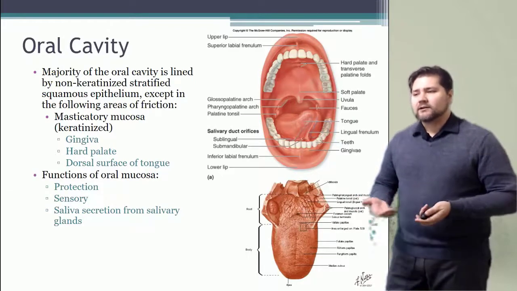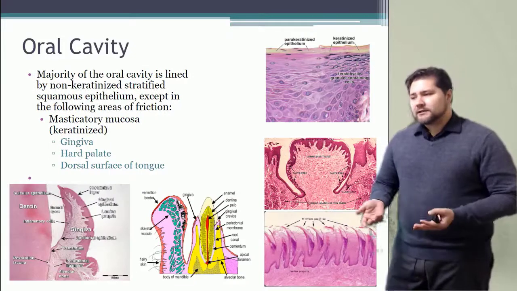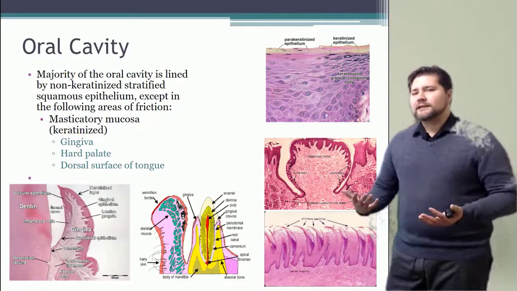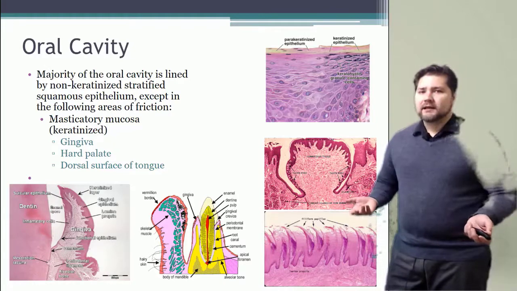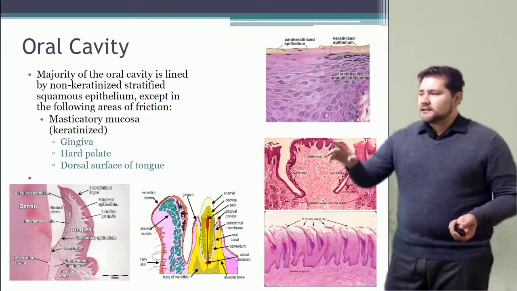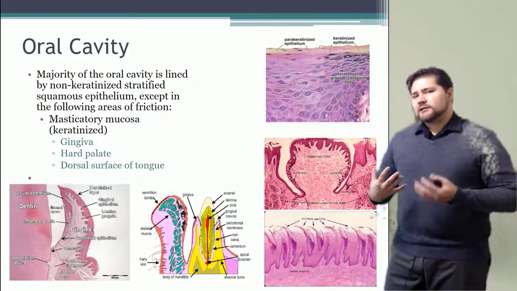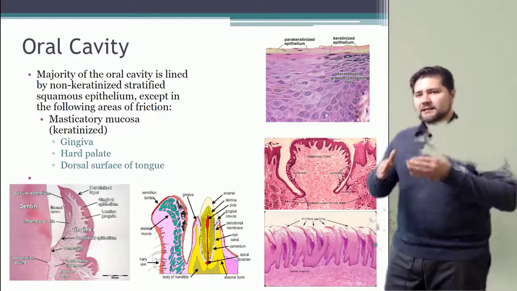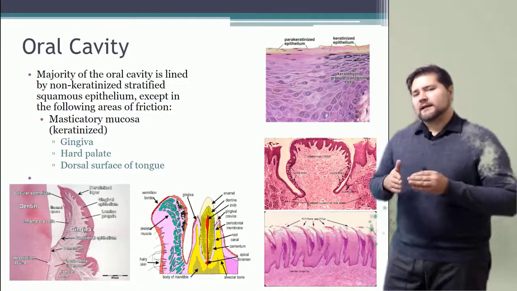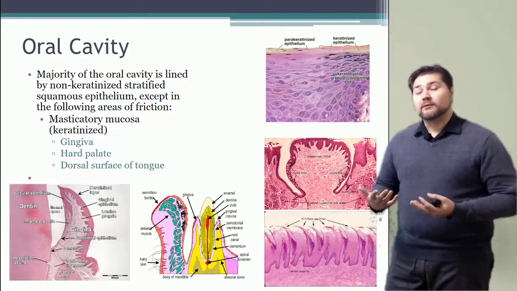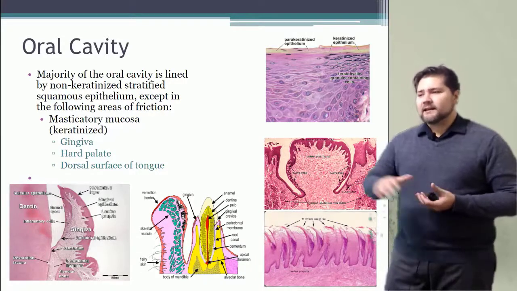Just being able to open it and look at it. Histologically, you're going to have to be able to differentiate between the keratinized and non-keratinized stratified epithelium. As you can see in the top image here, a lot of those junctions, especially around the gingiva, we're going to see the keratinized epithelium slowly merge into a parakeratinized epithelium right before it becomes regular mucosa again. So you should be able to identify that.